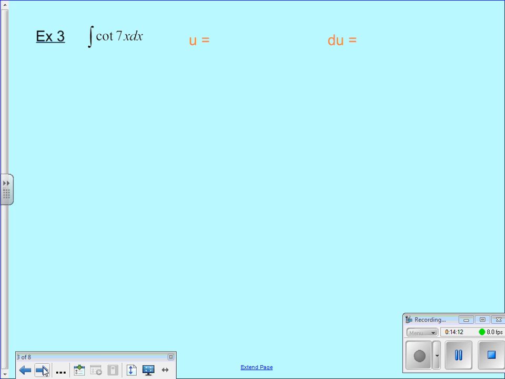Rewrite it in terms of sine and cosine. Because the cotangent does not have an antiderivative, you've got to rewrite it. Trig functions are not nice that way. So you rewrite it, and cotangent is cosine 7x over the sine of 7x dx. Now, this is where it gets tricky.